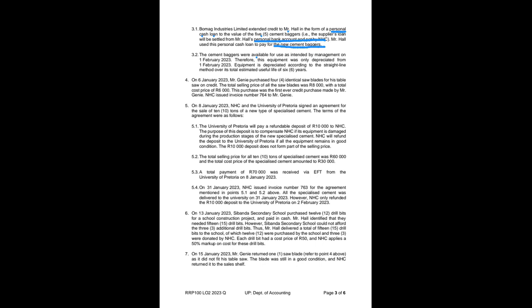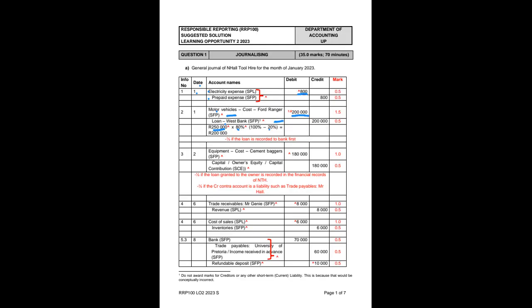So we already know what our credit leg of the journal entry is going to be, right? There we can see we're crediting, so in the middle of page 1 on the solution, we are crediting capital. We also accepted owner's equity or even capital contribution, right?